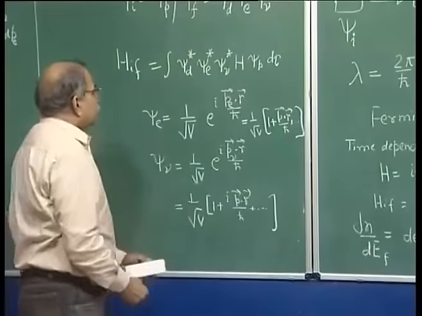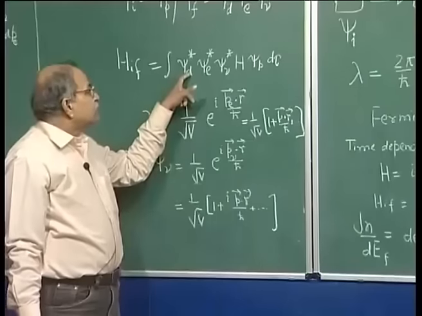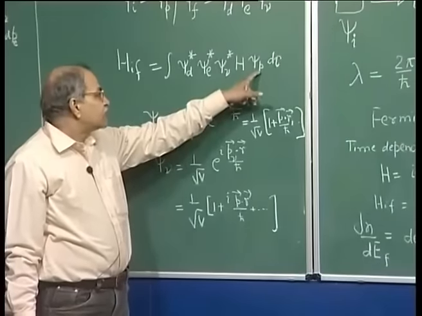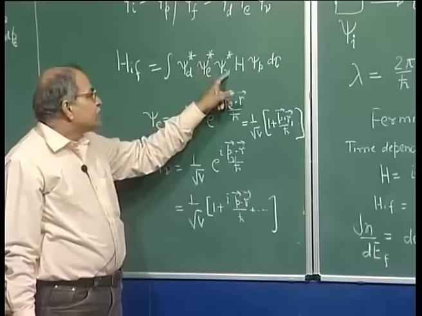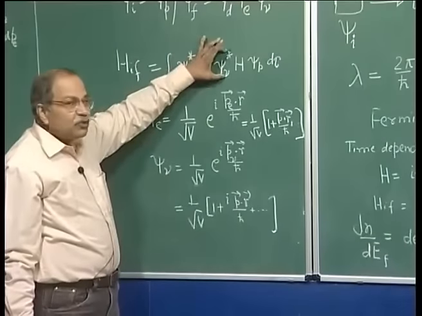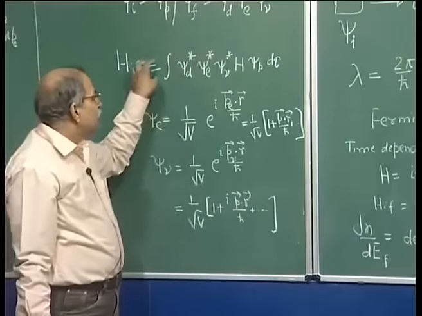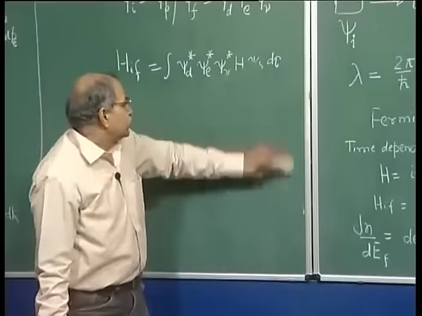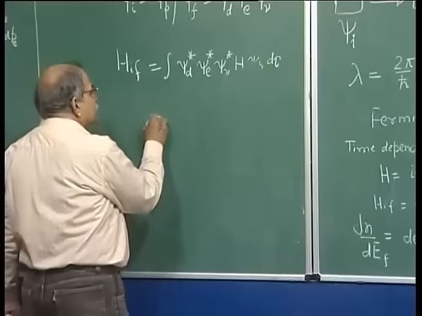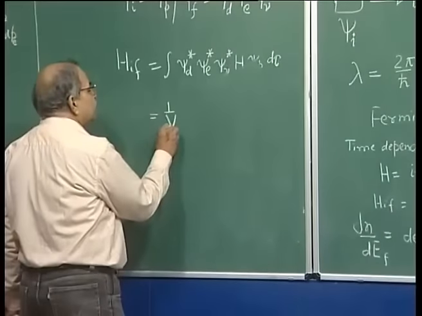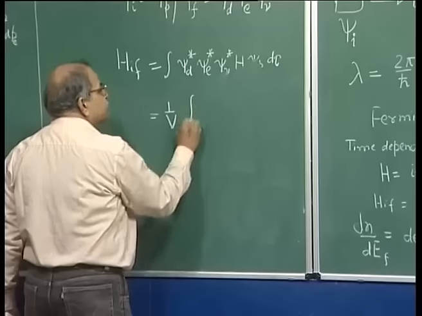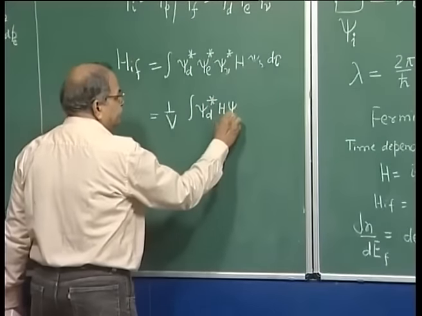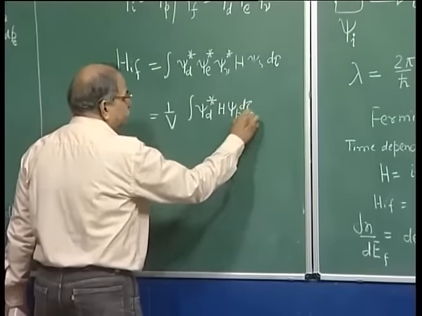So, this is the daughter nucleus, this is the nuclear wave function. This is the parent nuclear wave function. These two are just 1 by root V here and 1 by root V here. So, this will be 1 by volume coming out. So, now I can erase this, and it is 1 by volume coming out. This V is for volume, and it is psi D star H psi P d tau.